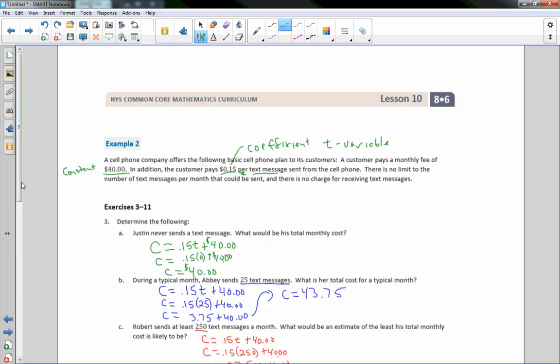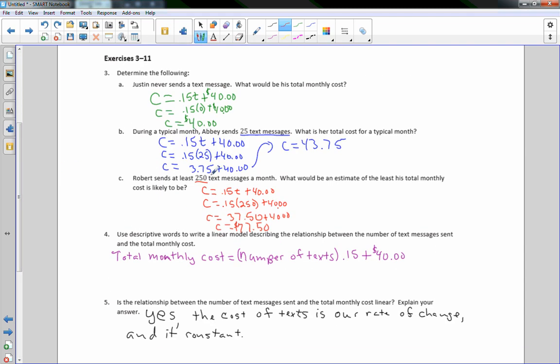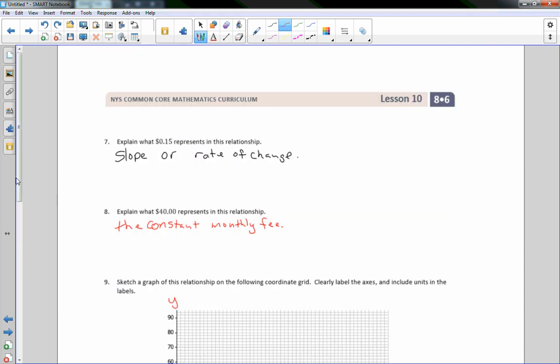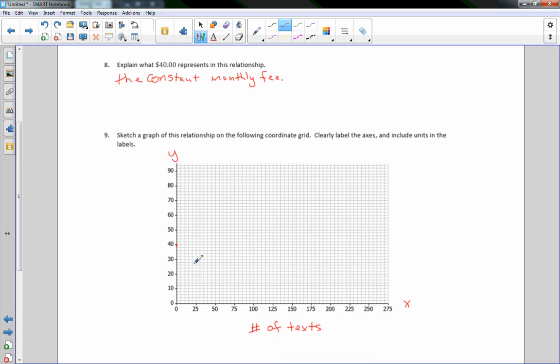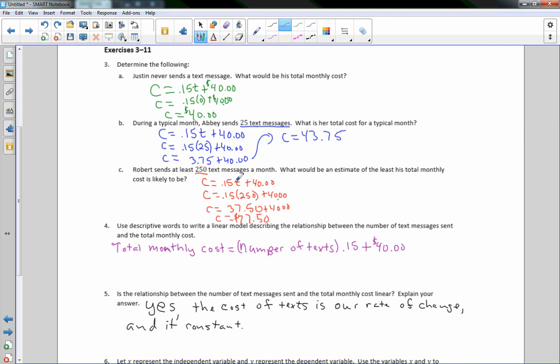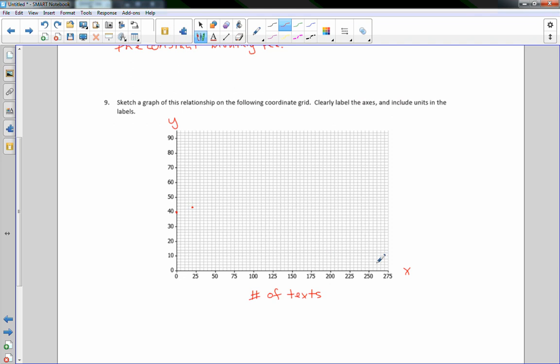And then we calculated some values, and let's just use those. So at 25 texts, it was $43.75. So if we come back here, 25 texts was 40, and 50 is here, 1, 2, 3, 4, 5, so that's 2 each. So there's 42, 44, so it's just under the 44 mark, which is about here, 43.75. Now if I go back to my values here, 250 texts was $77.50.